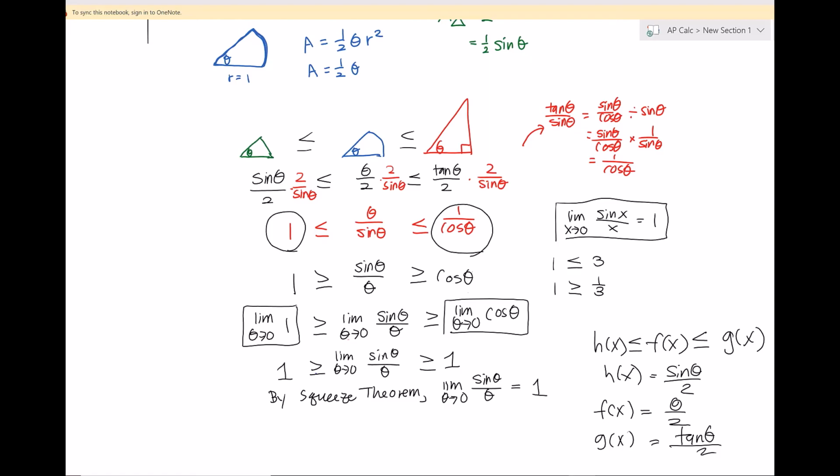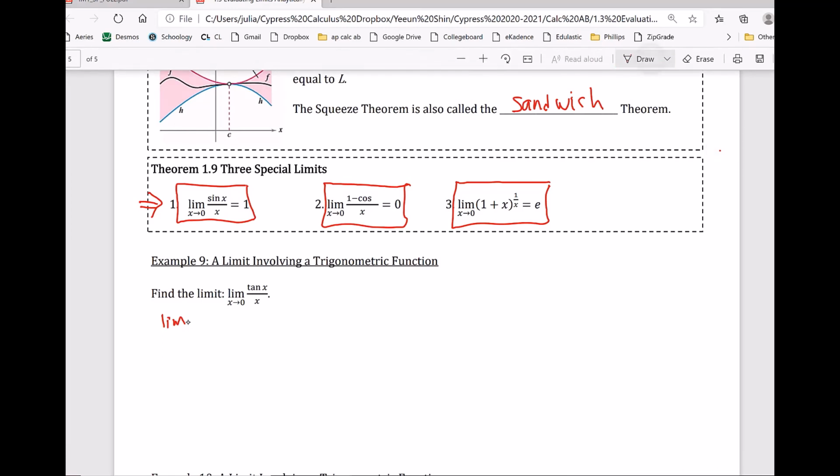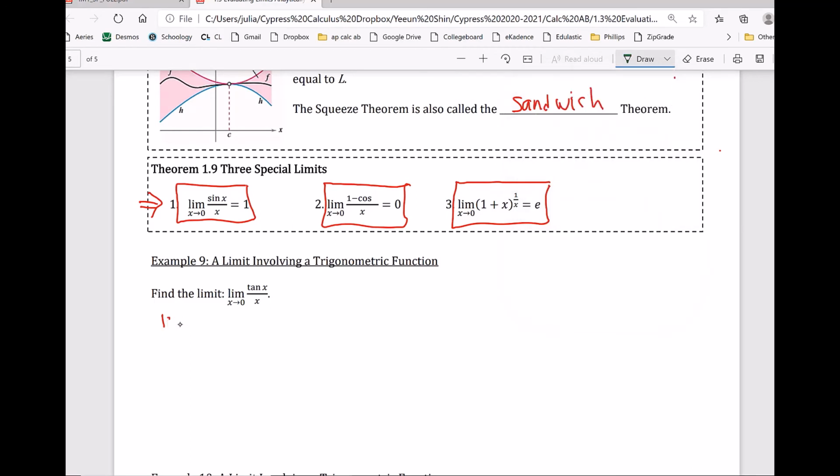Let's move on to the example. All right, example 9, a limit involving a trigonometric function. Find the limit of tangent x over x as x approaches 0. Alrighty, so first things first, let's attempt direct substitution.